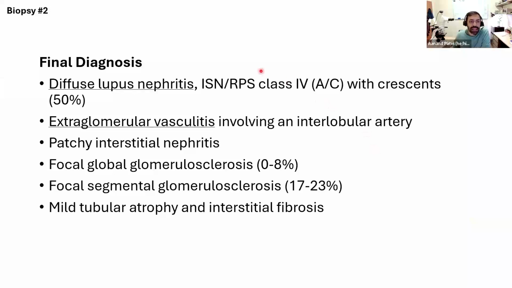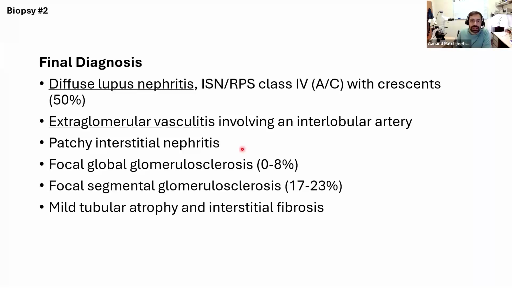So the second biopsy is now upgraded to diffuse lupus nephritis. There were crescents in 50% of the glomeruli, as well as some chronic lesions in the glomeruli as well. And then we also have some new findings of extraglomerular vasculitis and some increasing but kind of patchy interstitial nephritis.